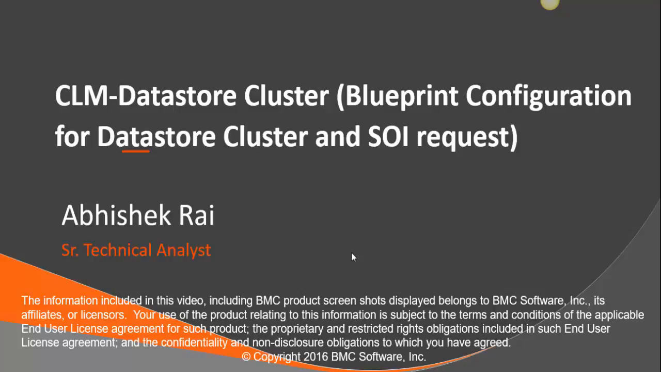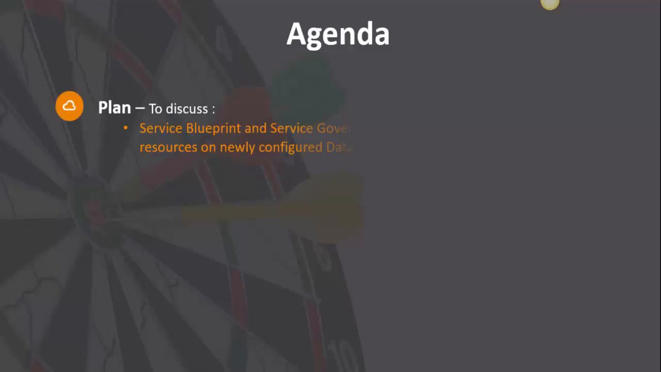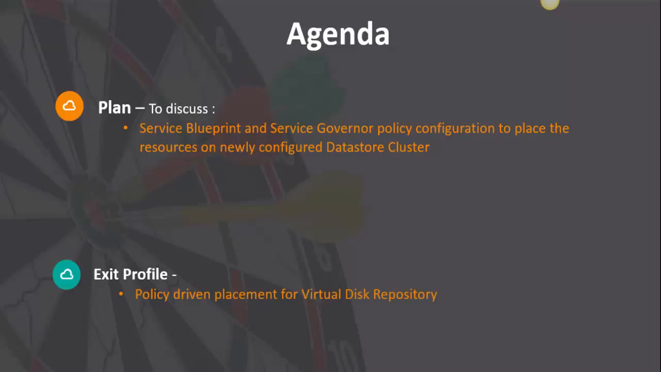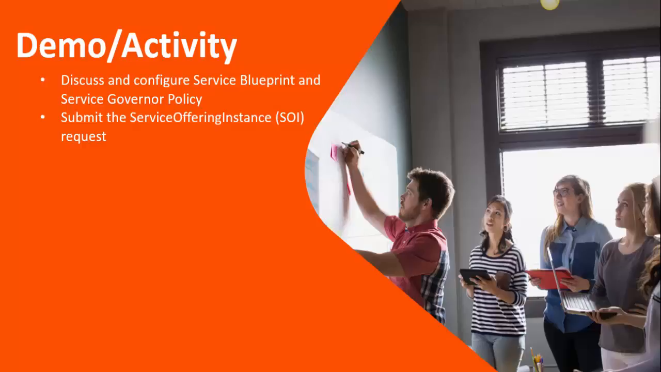Today I'm going to talk about CLM Datastore cluster, blueprint configuration for Datastore cluster and SOI request. The plan is to discuss service blueprint and service governor policy configuration to place the resources on the newly configured Datastore cluster. Once you're done with this configuration, you will have a policy-driven placement for virtual disk repository. During the demo, we will discuss and configure service blueprint and service governor policy. We will also be submitting the service offering instance request.